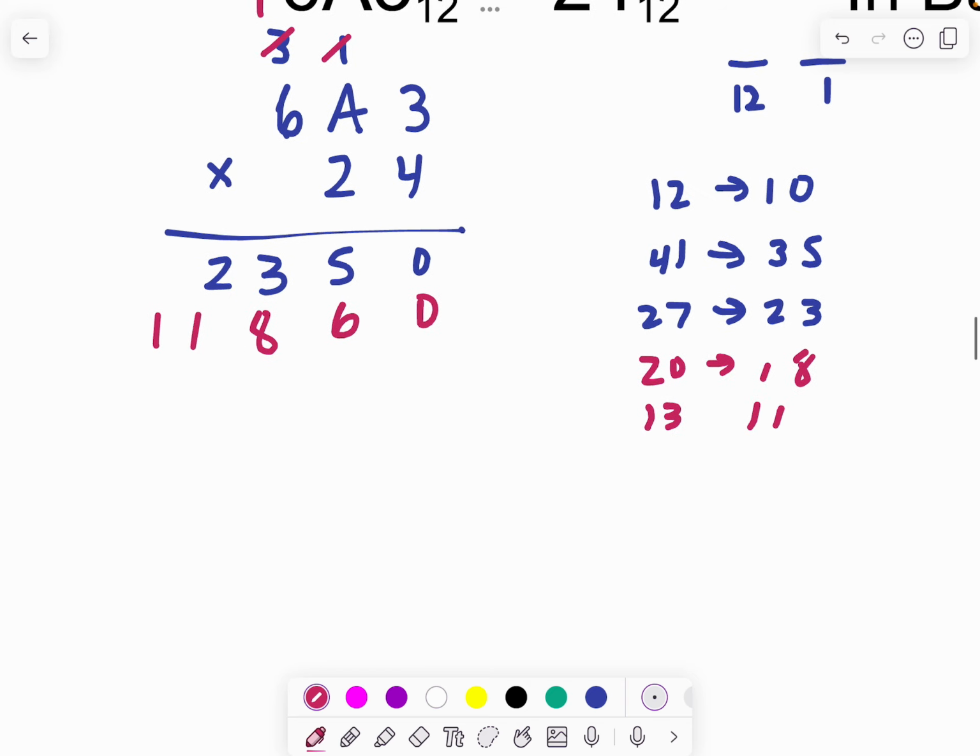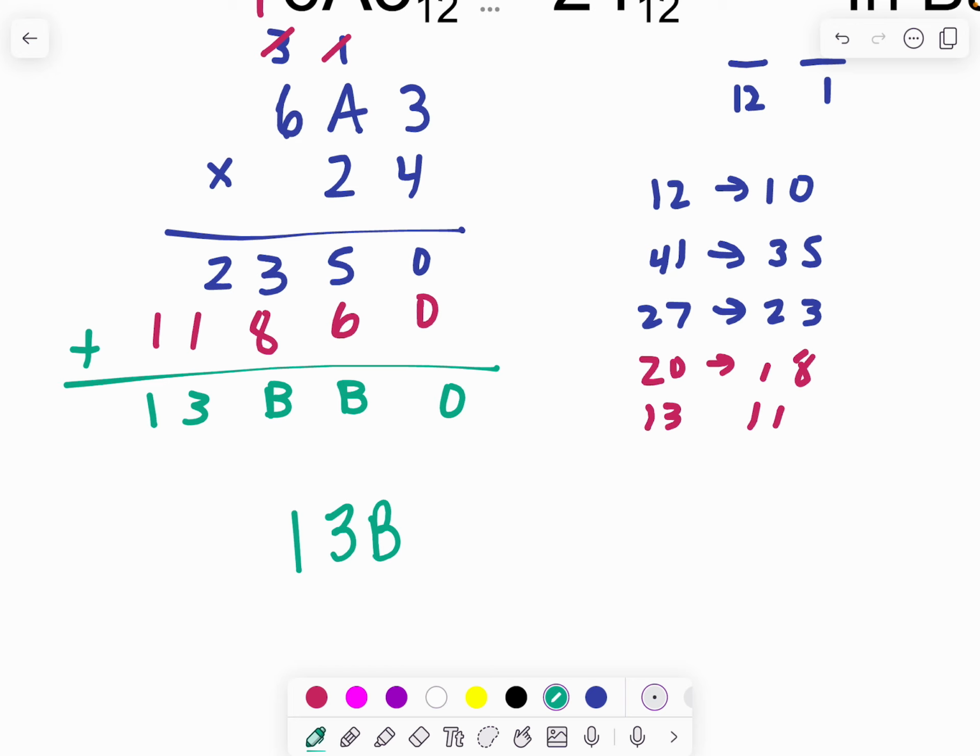And now my last step is to just add these values. So I'll have 0. Here I have an 11. Remember, 11 is B. 3 plus 8 is 11, which is B. And then I have a 3 and a 1. So my final answer is 1, 3, B, B, 0. And that would be my answer in base 12.